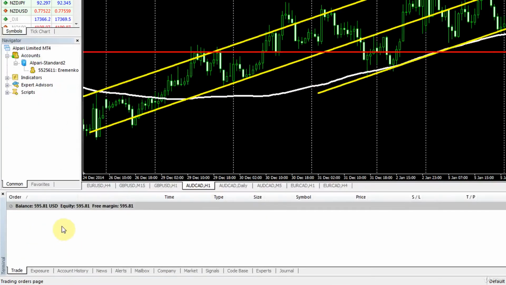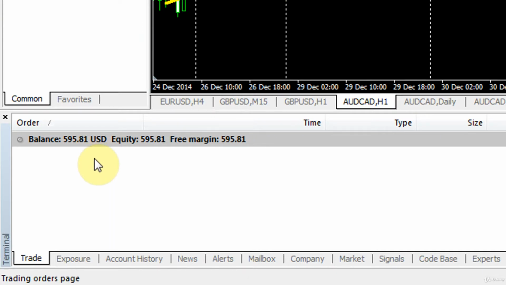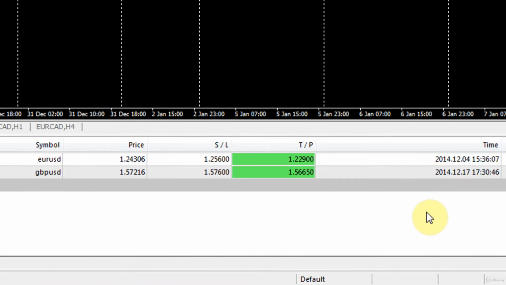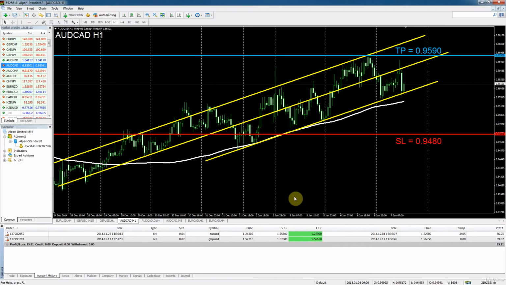So as you can see on this account, we already now have $595.81. If we go to the account's history, we can see our two profitable trades from previously. And what we're going to do today is conduct our third.